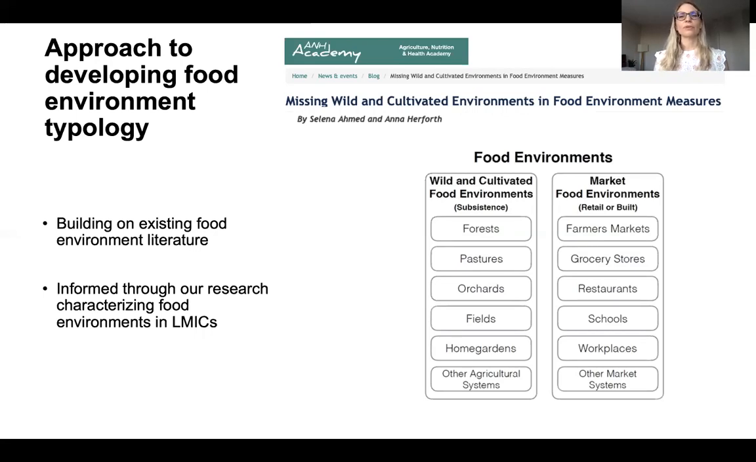And to do this, we really focused on using both the existing food environment literature, but also it was really informed through a lot of our work that we've done over the past several years in low and middle income country contexts, trying to characterize food environments. So we've all had a lot of field experience in different settings, looking at what types of food environments people have access to, and then the elements of the food environment within those types.